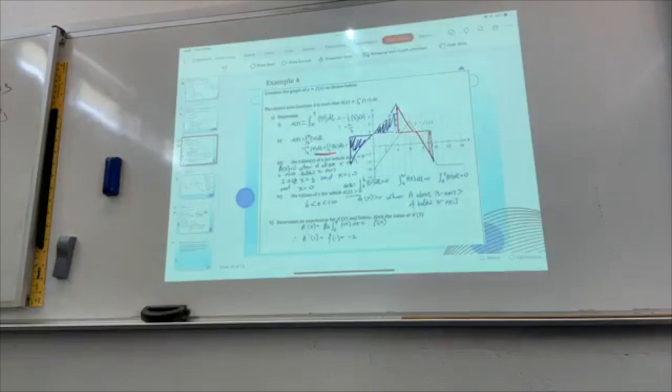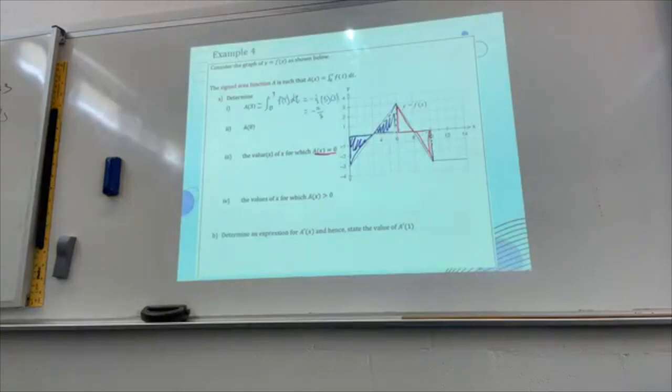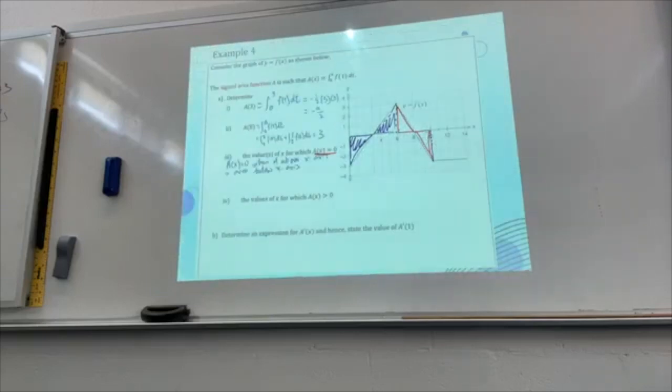So area above, A(x) equals 0, that implies that the area above the x-axis is the same as the area below the x-axis. So therefore it's between x and 10.